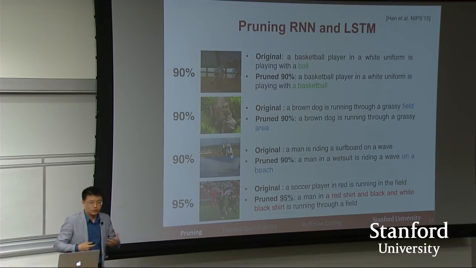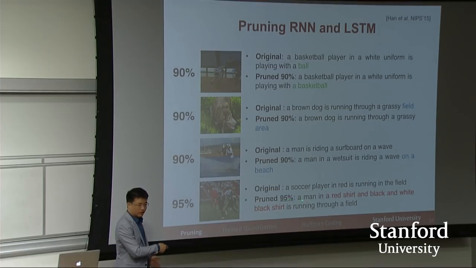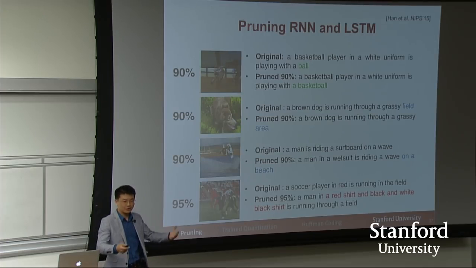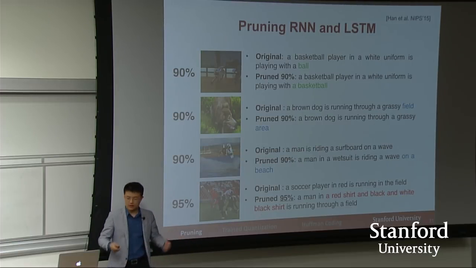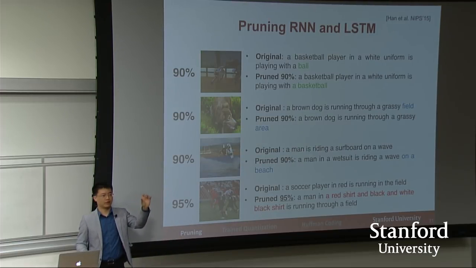But if you're too aggressive, say you prune away 95% of the weights, the network is going to get drunk. It says, a man in a red shirt and white and black shirt is running through a field. So there's really a limit, a threshold you have to take care of during the pruning.